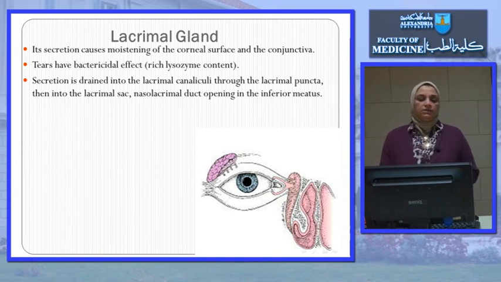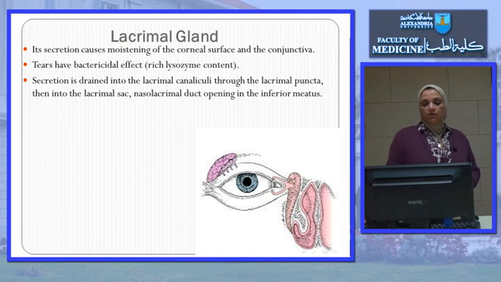Tears also have a bactericidal effect, rich in lysozyme content. We have to know the pathway of tears. The tears, as I said, are secreted from the lacrimal gland, and open into the fornix of the upper eyelid. Then they will be drained, first, into the lacrimal canaliculi. These are the lacrimal canaliculi through two puncta here. So the first is lacrimal canaliculi.